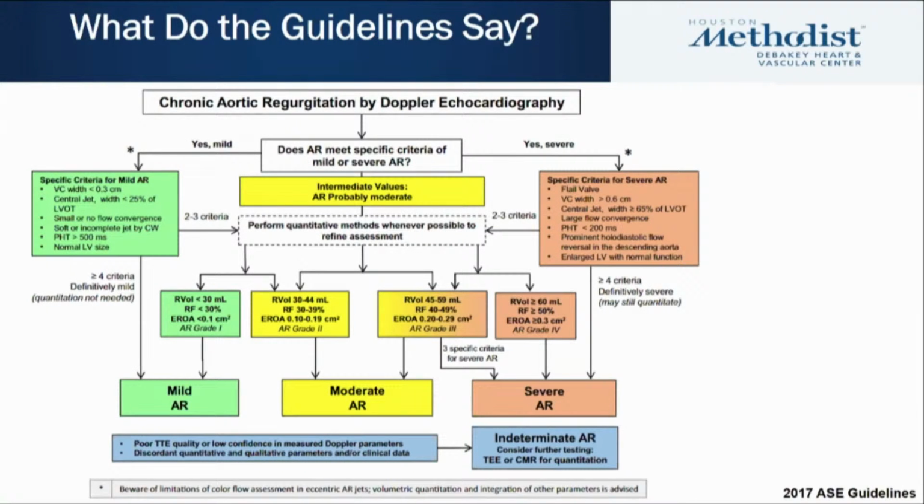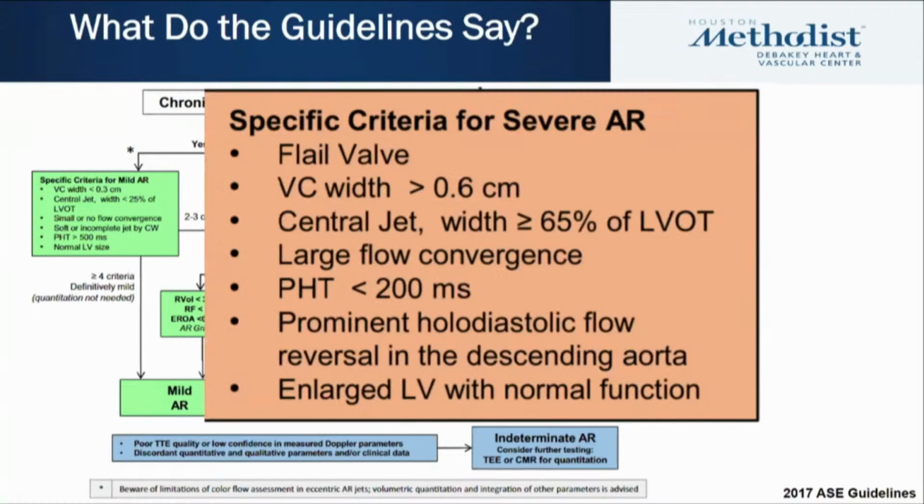Similar to mitral regurgitation, the guidelines tell us to use multiple parameters when we're evaluating aortic regurgitation. Some criteria are specific for severe AI, and these include flail valves, vena contracta more than 0.6, a central jet that occupies more than 65% of the LVOT area, a large area of flow convergence, a short pressure half time of less than 200 milliseconds, a prominent holodiastolic flow reversal in the descending aorta, and an enlarged left ventricle.